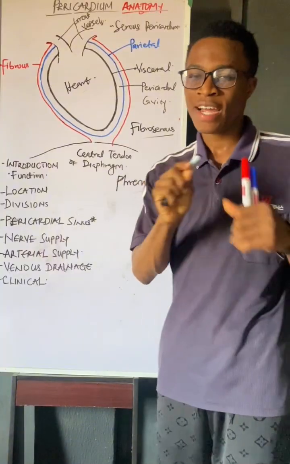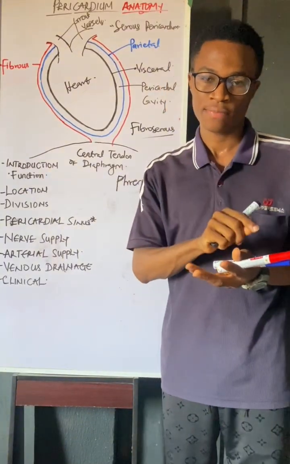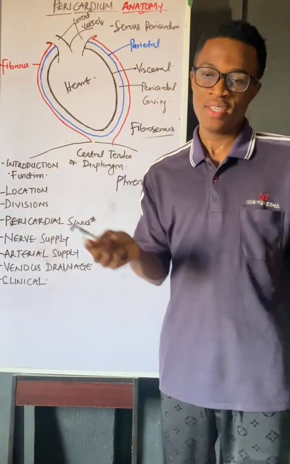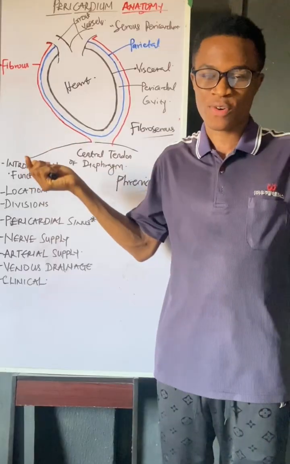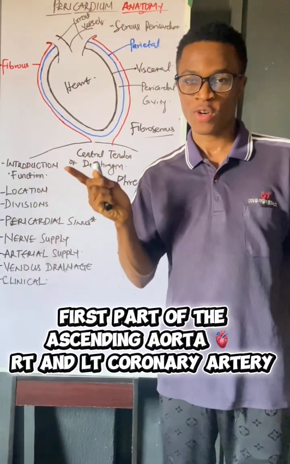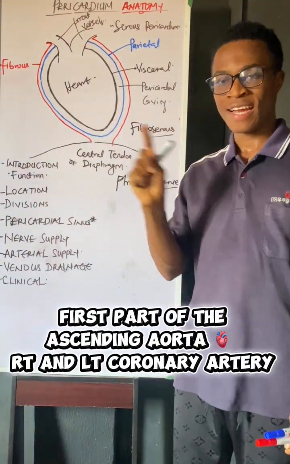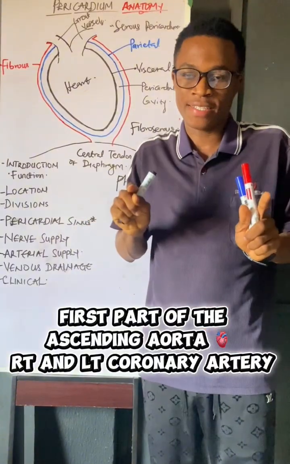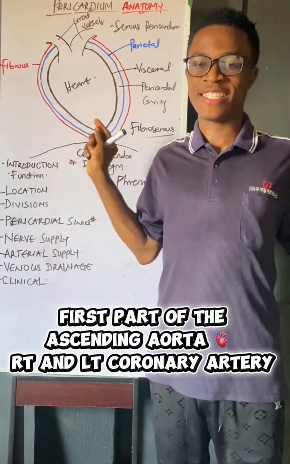Then we can as well talk about the arterial supply to the viscera. Since that viscera is inseparable from the heart, therefore, its blood supply will be from the first part of the ascending thoracic aorta, which is what? Left and right coronary what? Arteries. That is just it.